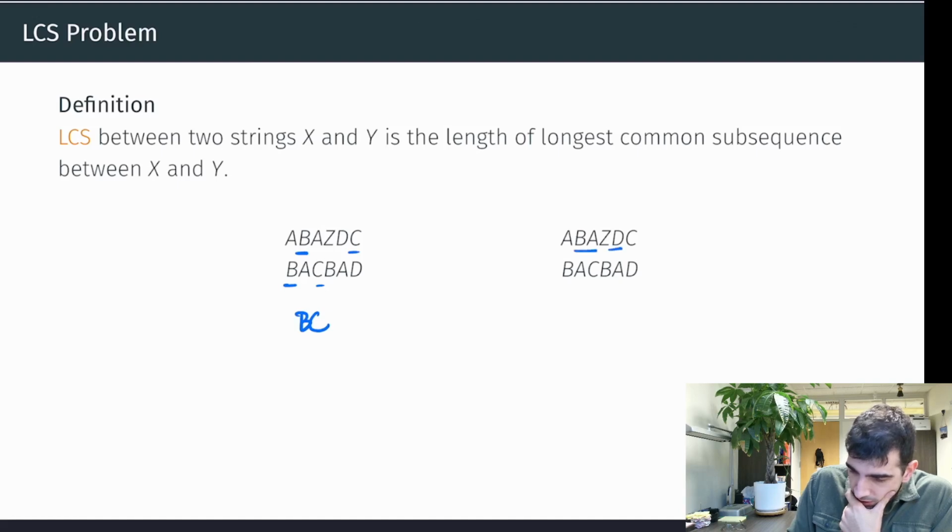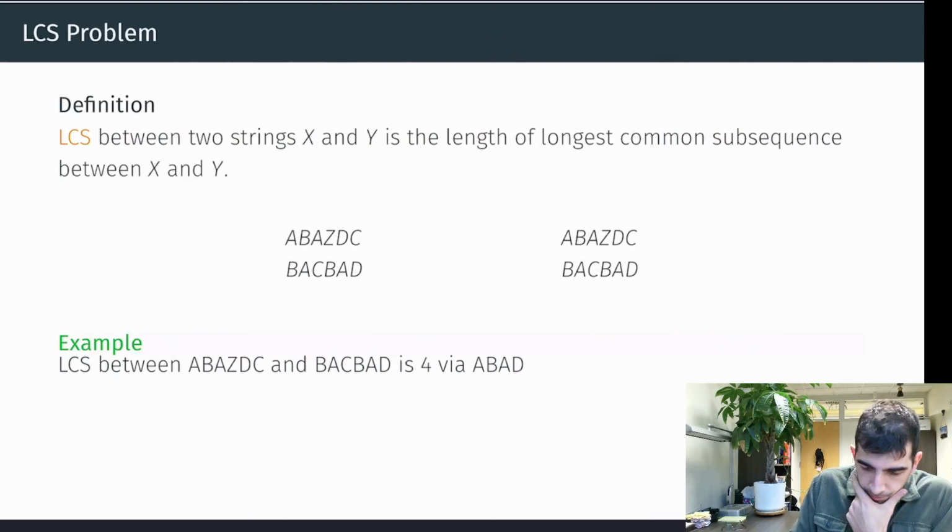right? BC, right? But they also have longer substrings such as BA, BAD, and the longest common substring would be ABAD, ABAD of size 4. Okay, so pretty simple.